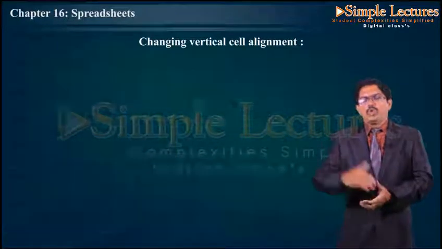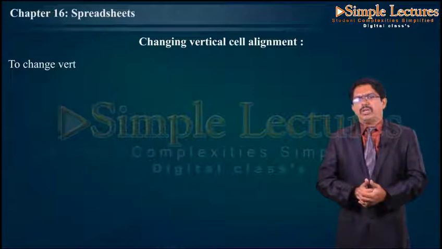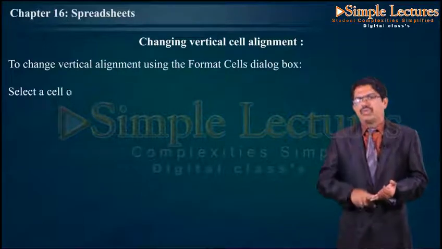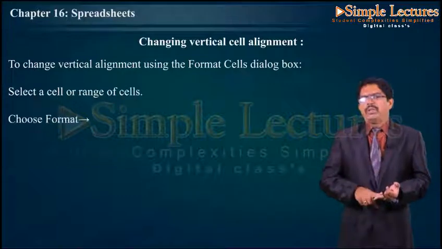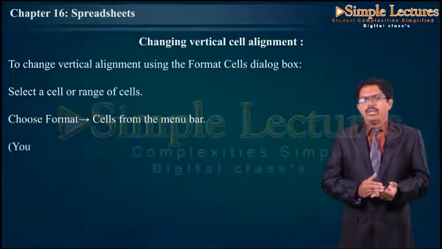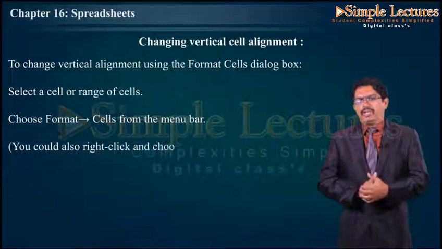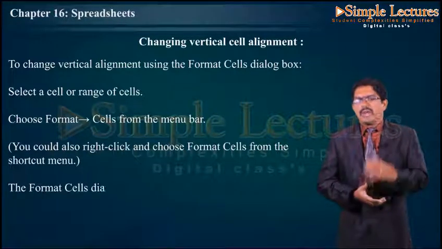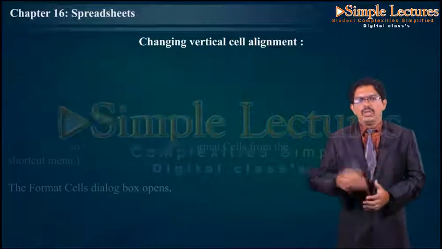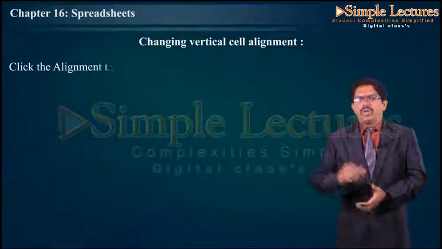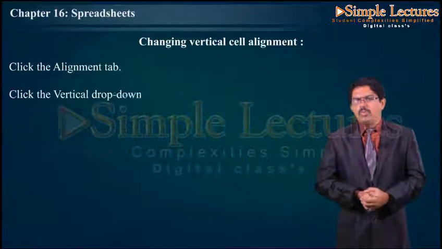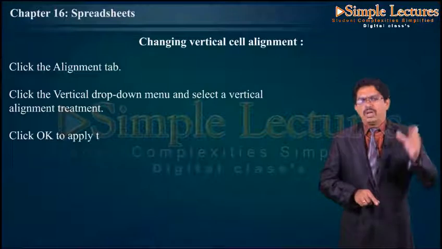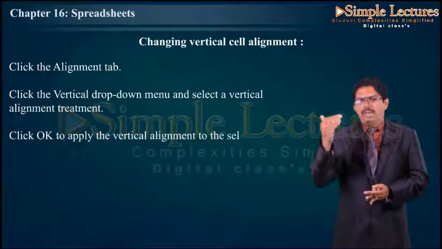To change the vertical alignment using the format cells, select a cell or range of cells. Choose format cells from the menu bar. You could also right click and choose format cells. The format cells dialog box appears. Click the alignment tab. Click the vertical drop-down menu and select a vertical alignment treatment. Click OK to apply the vertical alignment.